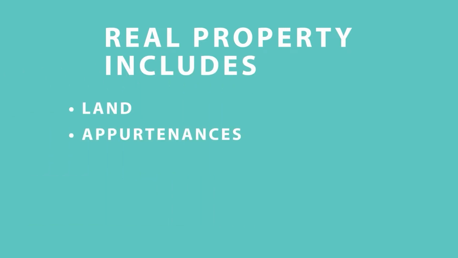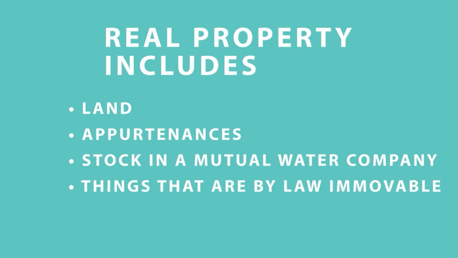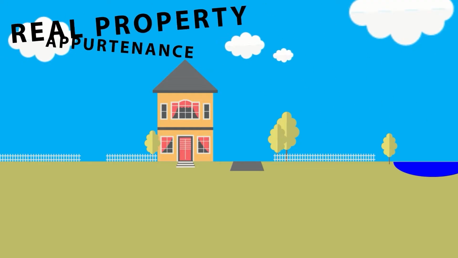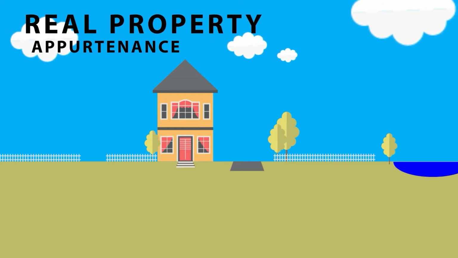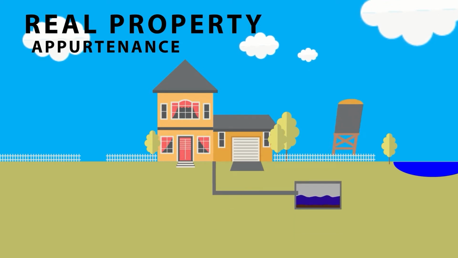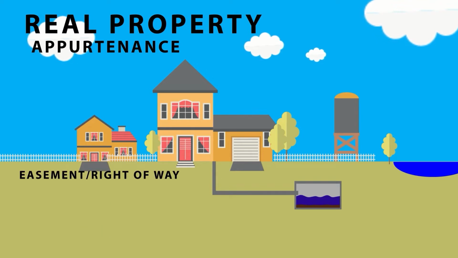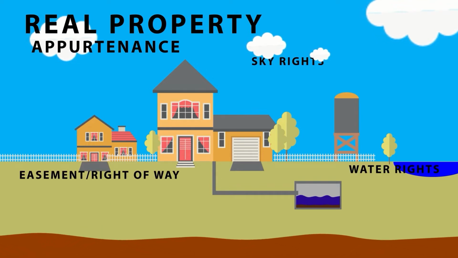In the strict legal sense, real property includes land, appurtenances, stock in mutual water companies, things by law that are immovable. Appurtenance is another key word you need to remember for your exam. Appurtenance means anything attached to a piece of land or building such that it becomes a part of that property. It may be something tangible like a garage, septic tank, water tank, or something abstract such as an easement or a right-of-way. Water rights, sky rights, mineral rights are all appurtenances.